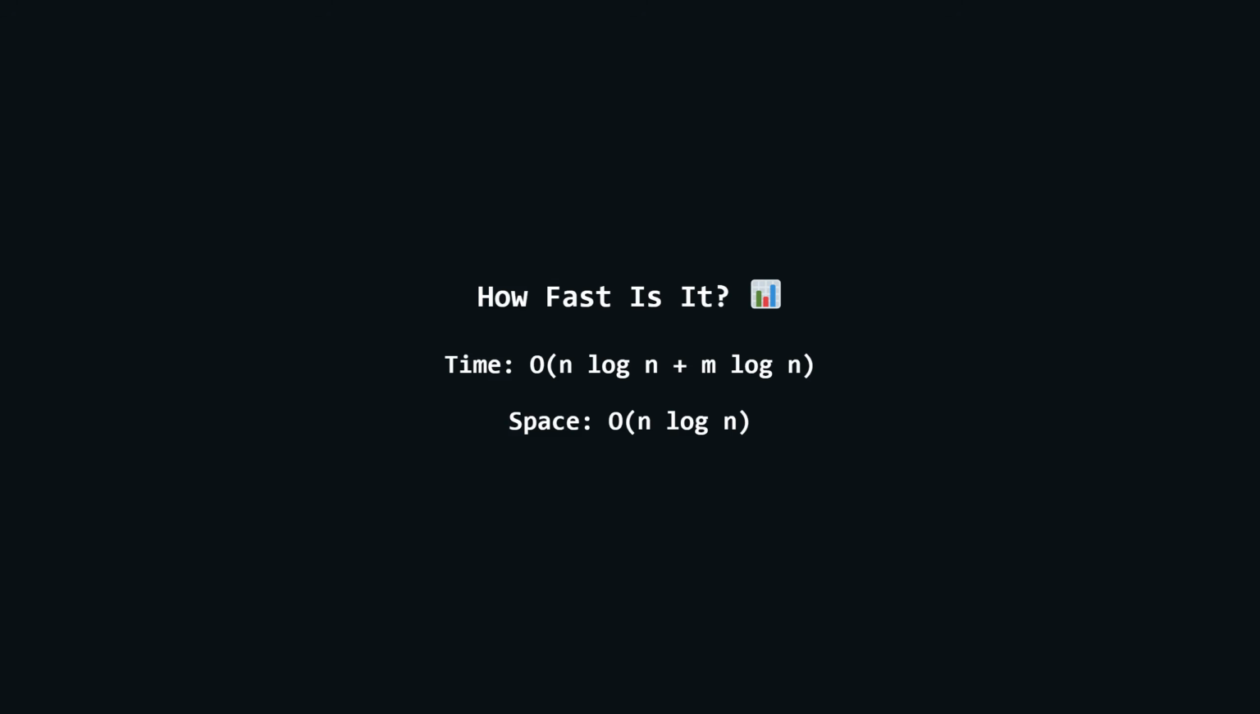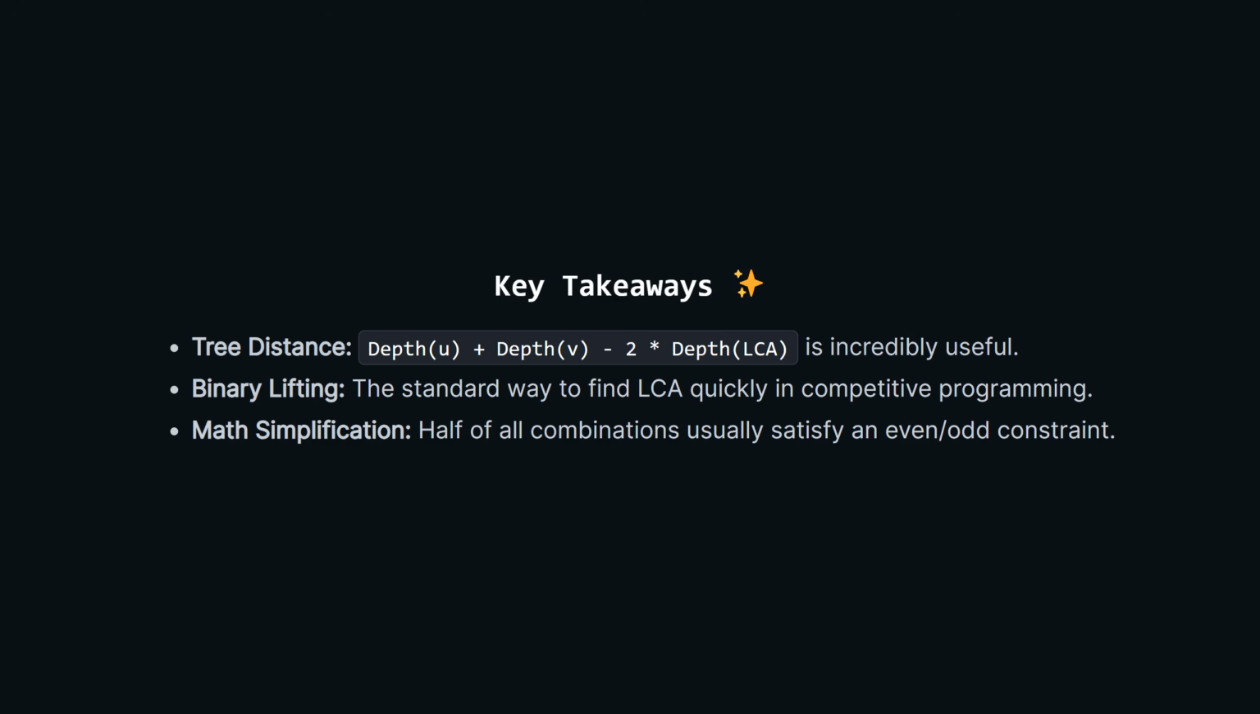Building our jump table takes order n log n time. Then, processing m queries takes order m log n time. The space complexity is order n log n because of that 2-dimensional jump table we store in memory. Big lessons here are memorizing that tree distance formula, recognizing when to use binary lifting to speed up queries, and looking for mathematical patterns instead of trying to simulate every single path.